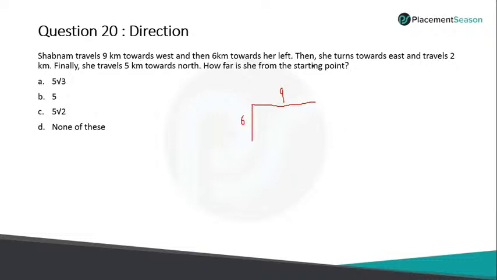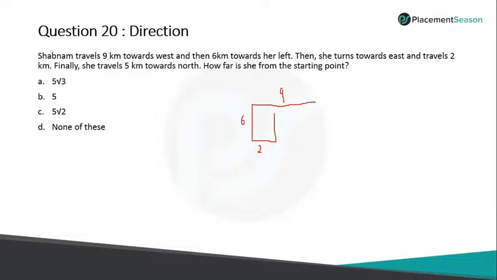Okay, so then she turns towards east, then travels 2 kilometers. So facing east, this side, 2 kilometers she traveled. We'll extend it more. Now finally she travels 5 kilometers towards north. See, this is 6. Again, she is turning towards north and is going to travel 5 kilometers. Means she would have ended up here, right?